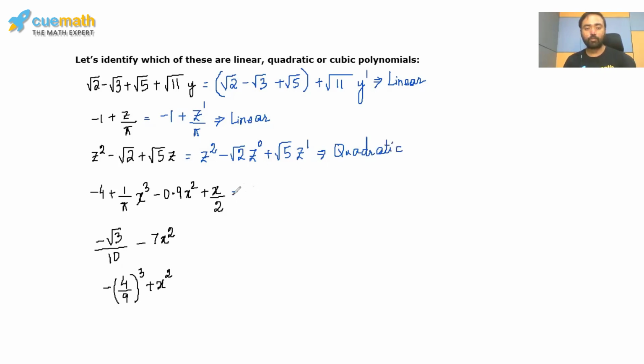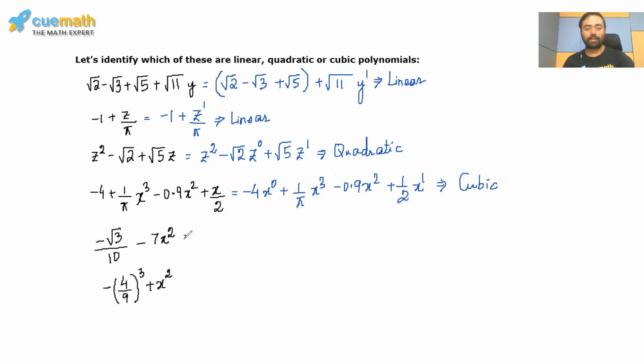In the next polynomial, we have four terms. So these can be rewritten as negative 4x raised to the power 0 plus 1 over pi x raised to the power 3, negative 0.9 x raised to the power 2 plus 1 over 2 x raised to the power 1. If you look at the powers of the variable, we see that the degree of the polynomial is 3, hence this is a cubic polynomial.